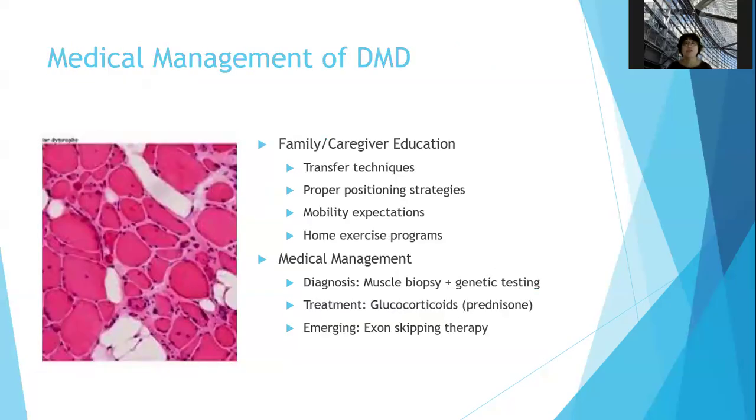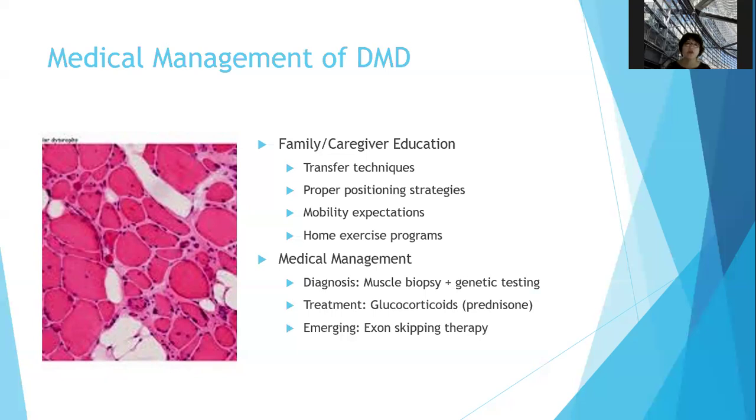So medical management, the family and caregivers are going to get education on transfer techniques. Often physical therapy is providing that. Proper positioning, mobility expectations, home exercise programs. It's diagnosed with a muscle biopsy where they take a muscle sample and look at it underneath the microscope, and genetic testing. Sometimes glucocorticoids like prednisone are used to reduce the inflammation.